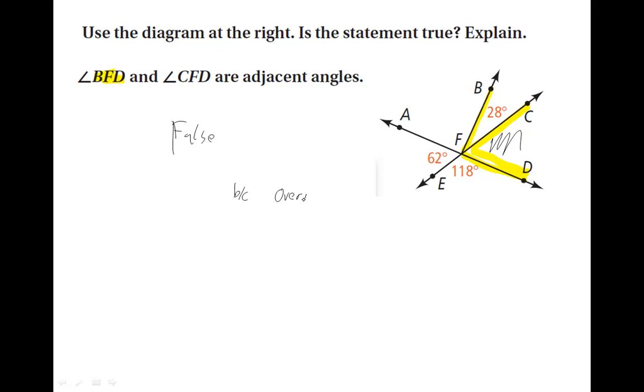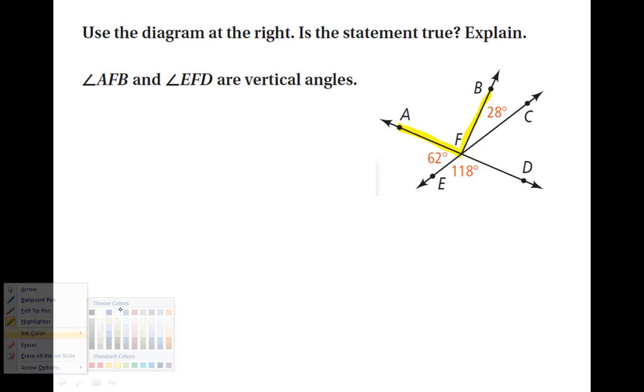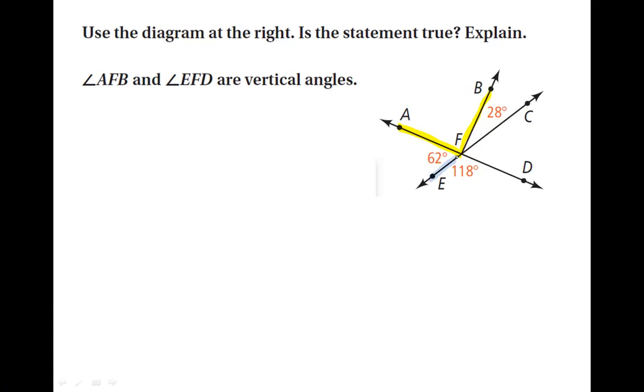So we're going to say these aren't adjacent. They share interior points. You don't want that. Here you want to know if AFB and EFD are vertical angles. So let's see, AFB is there, and then I'll use a different color this time. E, F, D. E to F to D.